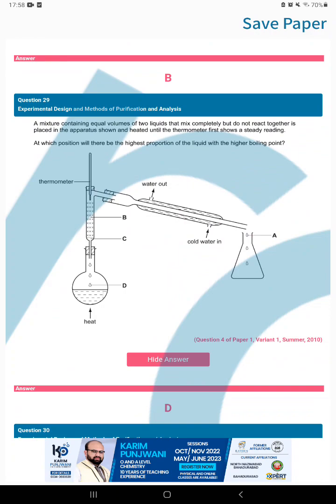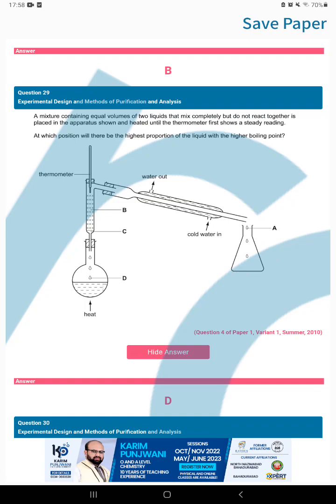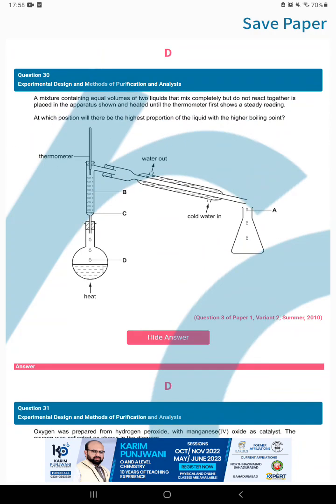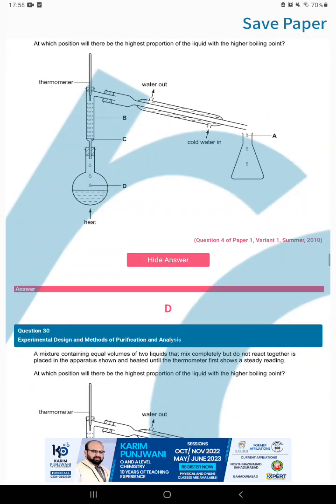A mixture containing equal volumes of two liquids that mix completely but do not react together is placed in the apparatus shown and heated until the thermometer first shows a steady reading. At which position will there be the highest proportion of the liquid with the higher boiling point? A, B, C, D. Question number 30 is the same question, repeated. Okay.